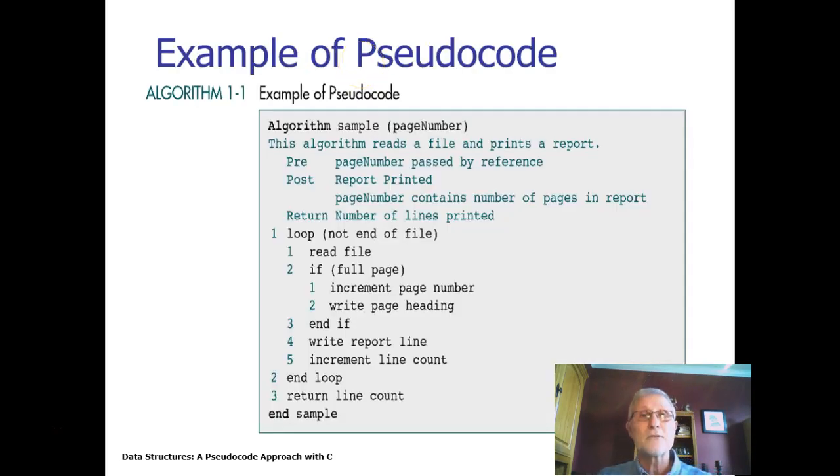Here's just an example of the pseudocode. Here you see the title, which gives you a brief description of what this is supposed to do. The algorithm reads a file and prints a report. Preconditions: the page number is going to be passed. The postcondition: the report is printed. And what the page number contains, that's being fed in. And am I returning something? Yes, I'm returning the number of lines printed. So you get the title, a brief description of what it is, what conditions exist before, what's going to happen after, and what value changes, and what the return value is going to be.